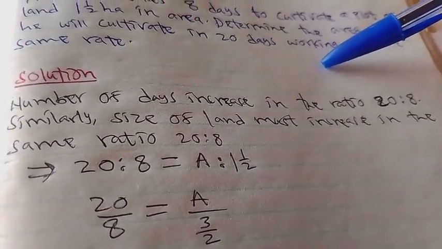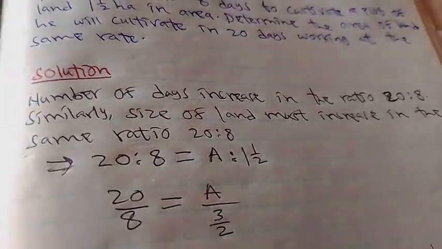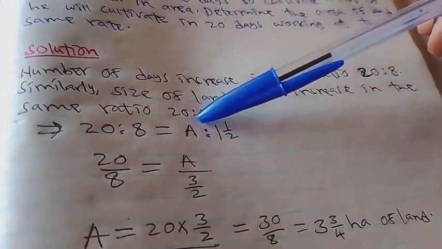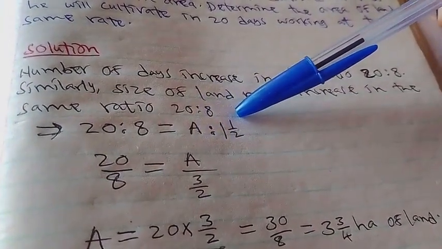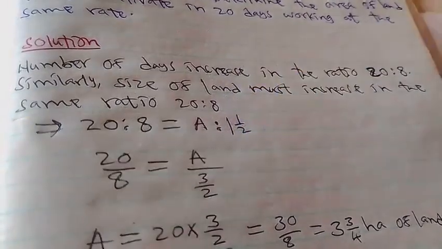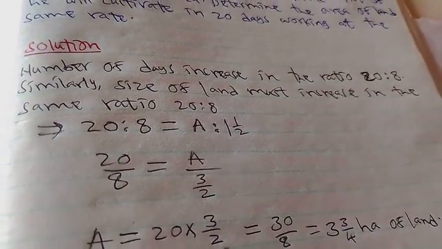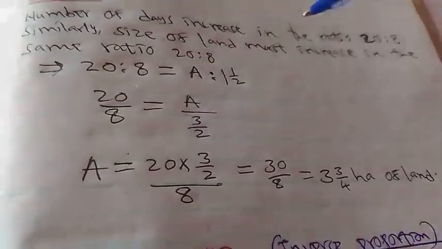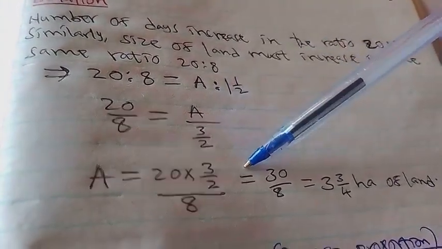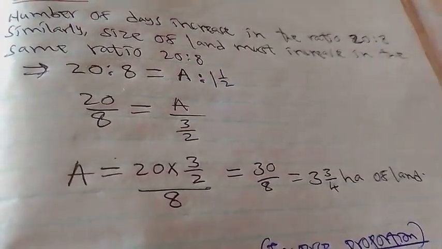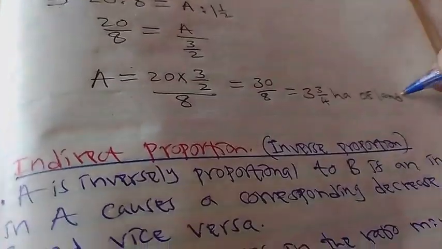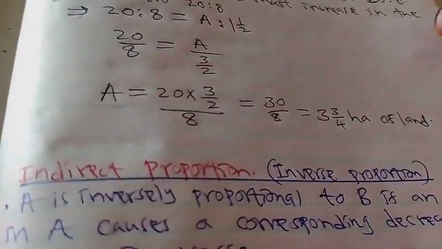Similarly, the size of land must increase in the same ratio 20 to 8. Therefore, 20 ratio 8 is the same as the unknown area ratio the area that was given, 1.5. When we write this as a fraction, we get 20 over 8 equals A over 3 over 2, which is 1.5. Now the value of A when cross multiplying will be 20 times 3 over 2 all over 8. That implies the answer is 3 and 3/4 acres of land.